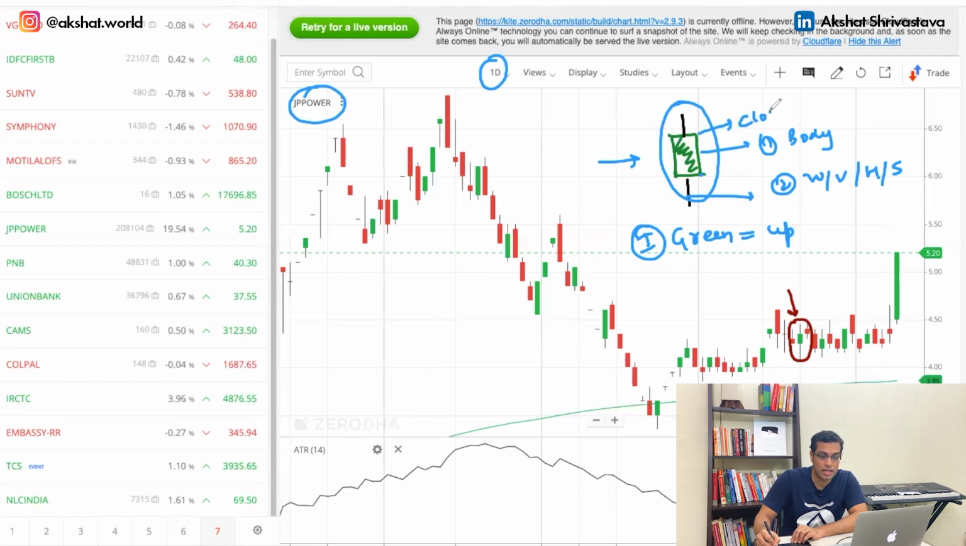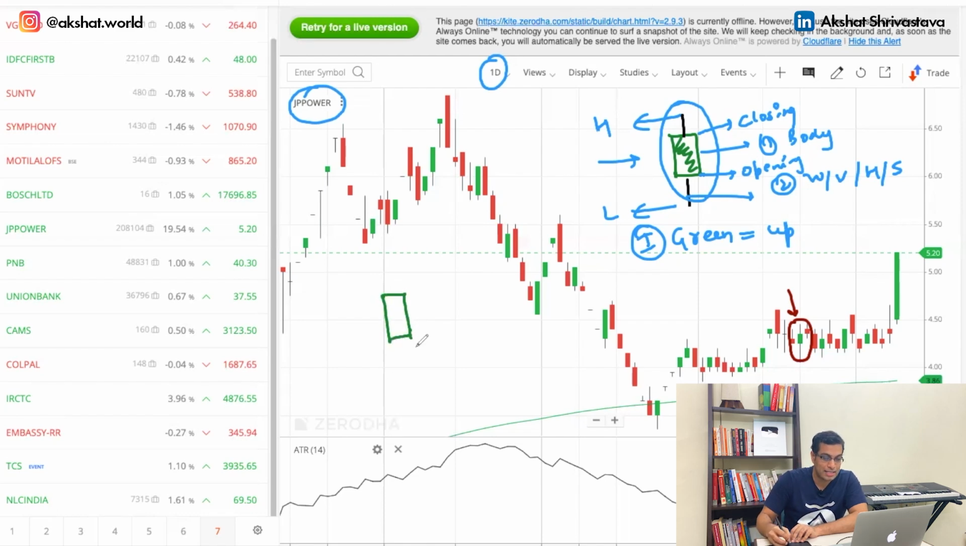Because this was the closing price, right? And this was the opening price, right? This body indicates the opening and closing price. And what does the wick indicate? The wick indicates the high during the day and the low during the day. Okay. Now, let me illustrate this point by giving you an example so that this concept sticks.